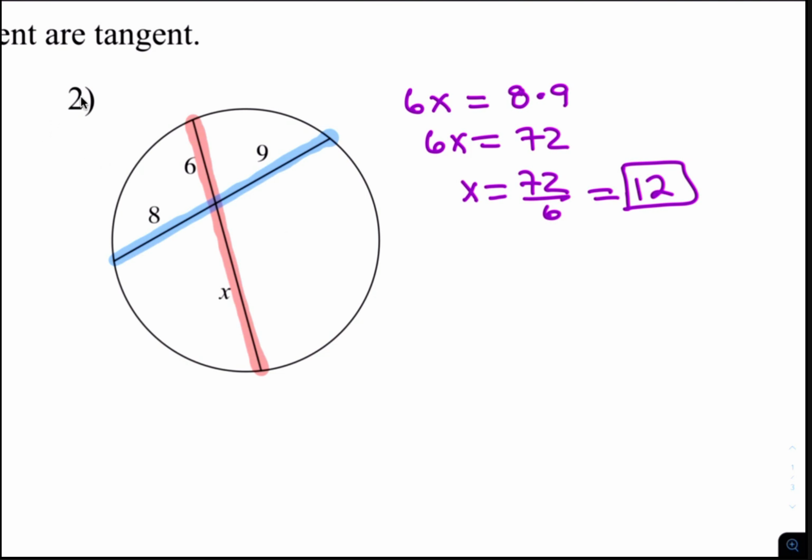Question number 2, we'll use the same rule because we have two lines that are crossing each other inside the circle. So the product of the two red segments is equal to the product of the two blue segments. That means 6 times X is equal to 8 times 9. That's our first equation. 6 times X equals 8 times 9. 8 times 9 is 72. And then X would be 72 divided by 6. So X is 12.